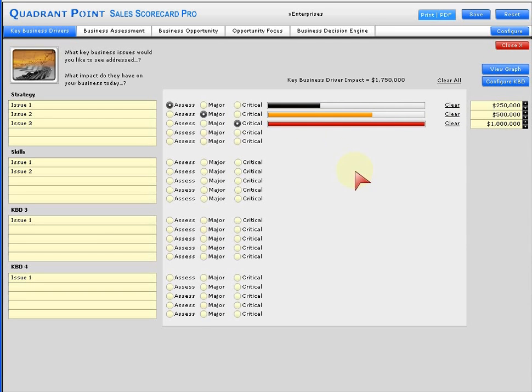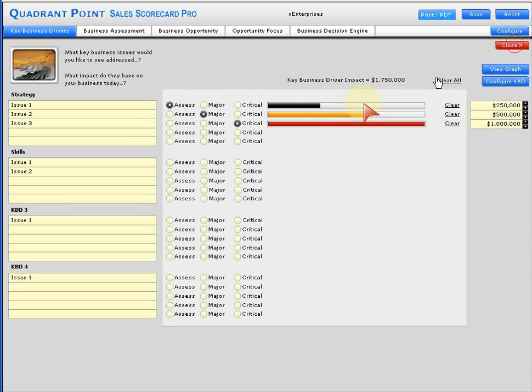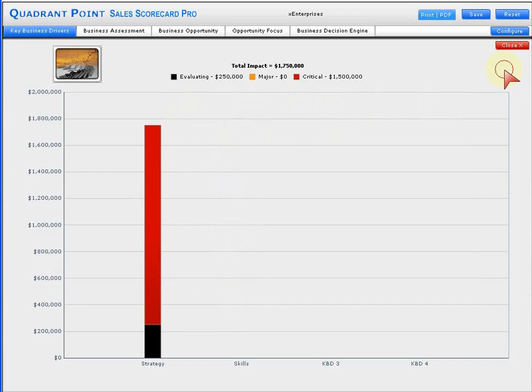Again, when you quantify these, you get a total impact potential and the ability to take a quick look at this from a graphical perspective. So areas under strategy, evaluating a $250,000 problem, a $500,000 problem considered to be major, and a $1 million problem considered to be critical. Again, these are all tracked, interactive. If the client comes back or the internal discussion says, actually, this is also critical, issue number 2, no problem, the graph will immediately pick that up and take care of that now as a $1.5 million problem, and still the $250,000 being evaluated, no major issues in that context.